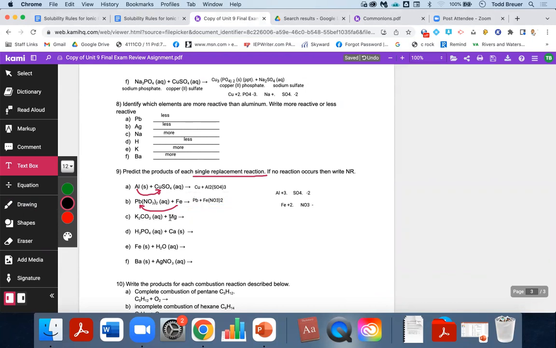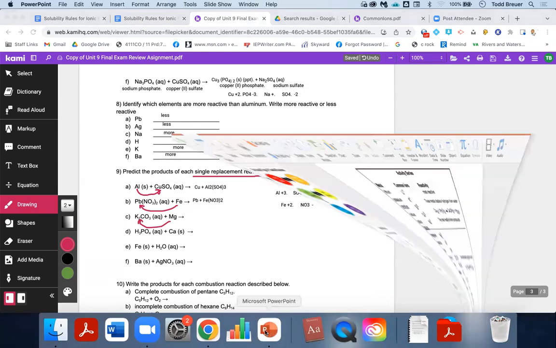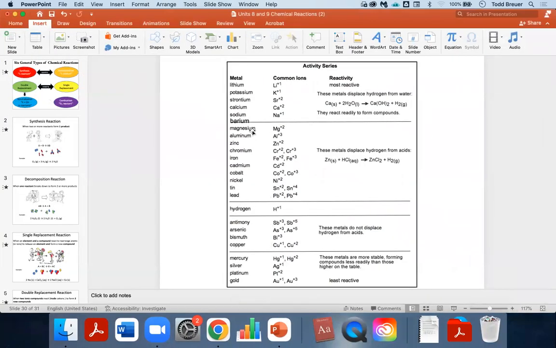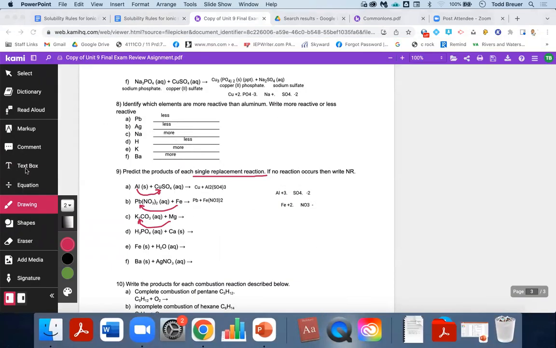Okay, our next example, check it out. Magnesium's trying to replace potassium. Well, that's never going to happen. Magnesium's lower than potassium on the activity series. Magnesium is below potassium. So we can just write, hey, no reaction, NR. Nothing's going to happen here.